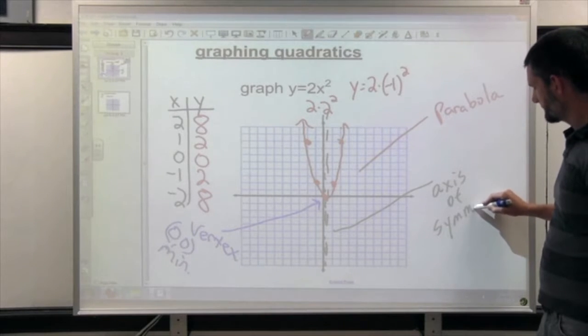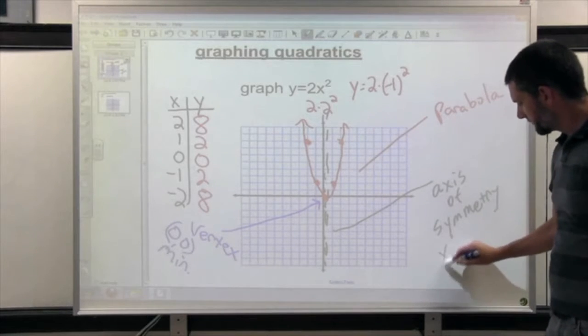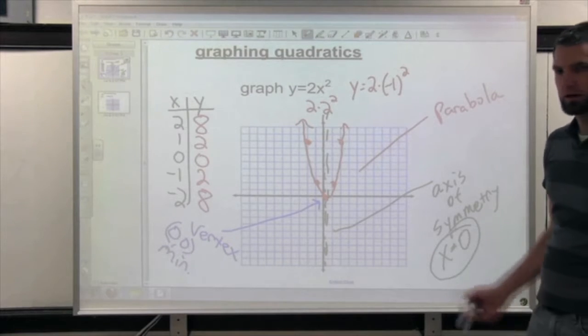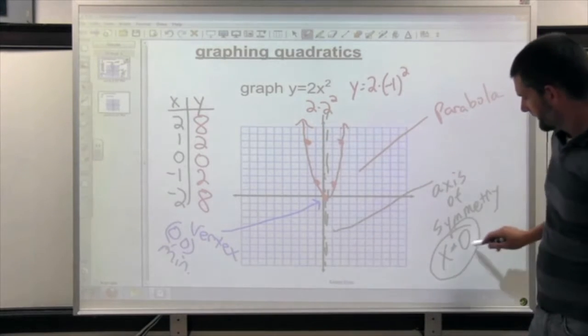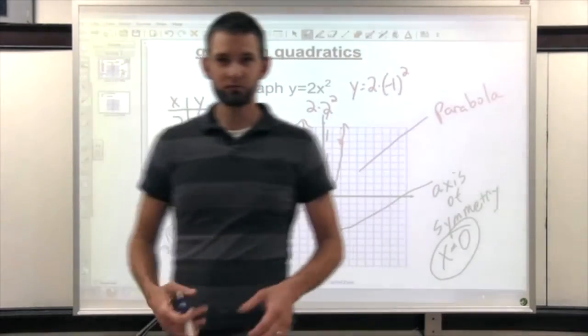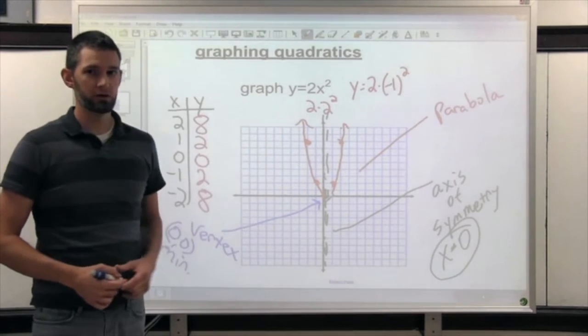Now that axis of symmetry isn't always on the y-axis, so we can always write it as an equation. Like this one would be x equals 0. X because it's vertical, and 0 because it goes through 0. That's an equation for its axis of symmetry. Now these are just some of the things that we talk about when we graph quadratic equations.